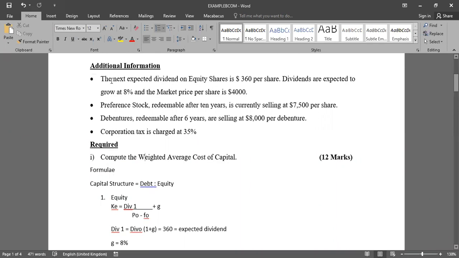Here they say the next expected dividend. Whether they say next or expected, it's the same thing. I think they wanted to emphasize, just to remind you, but on a normal day, it's just the expected dividend on equity shares is 360. That statement alone is div1. So that's why I didn't have to add plus G; I just got it the way it is.